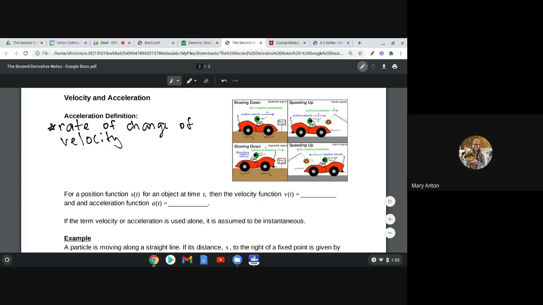I have a question for you. If you're driving in a car and you're going 55 miles an hour the whole time, you're on cruise, what's your acceleration? 0. You're not going faster or slowing down. You're staying at a constant velocity, therefore your acceleration is 0.